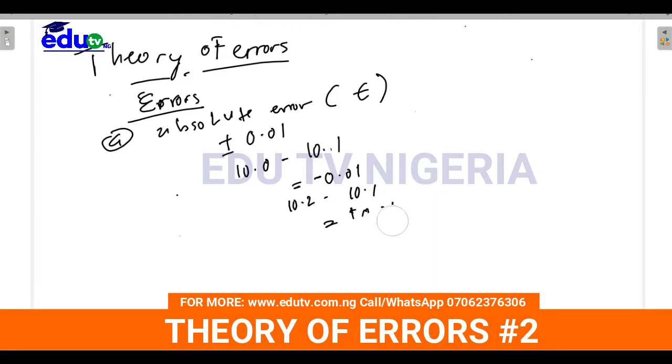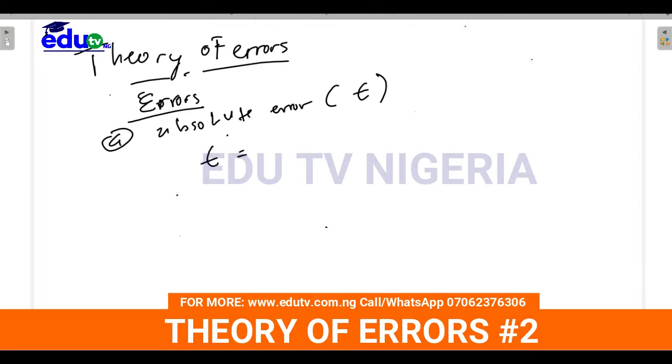So the formula is like this. The absolute error is x minus t, or you can take the mean, x bar minus t. You can take the mean and then subtract the true value from it to make your work easier, so you don't have to do it for each of the values you are given.